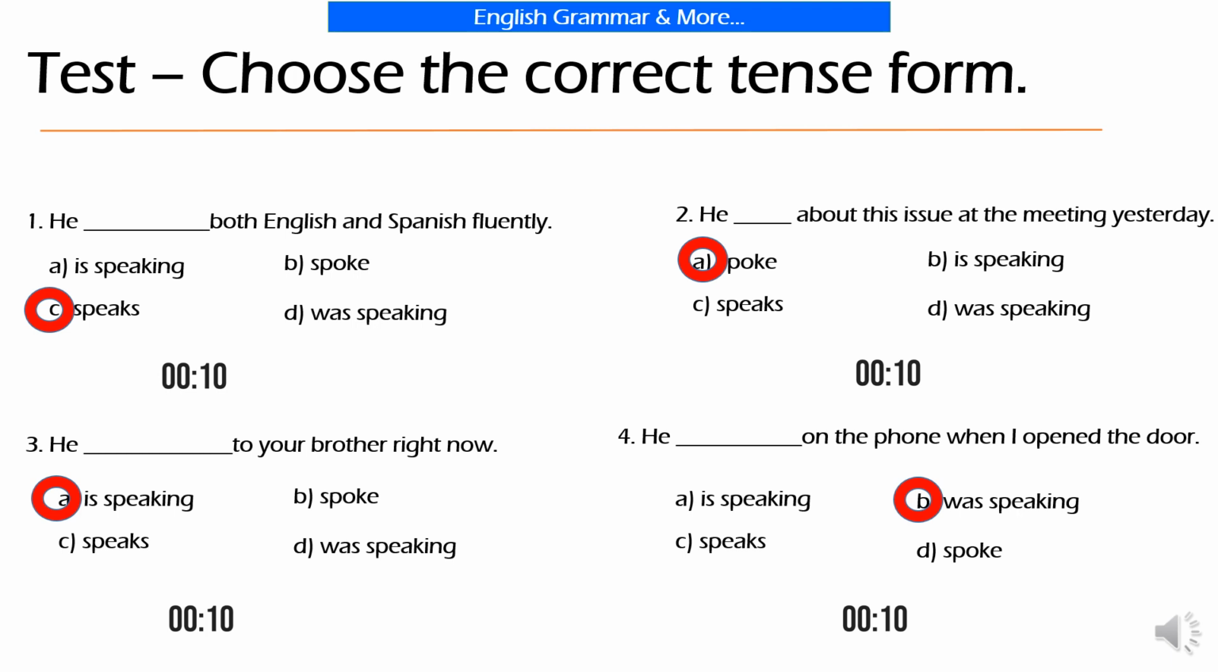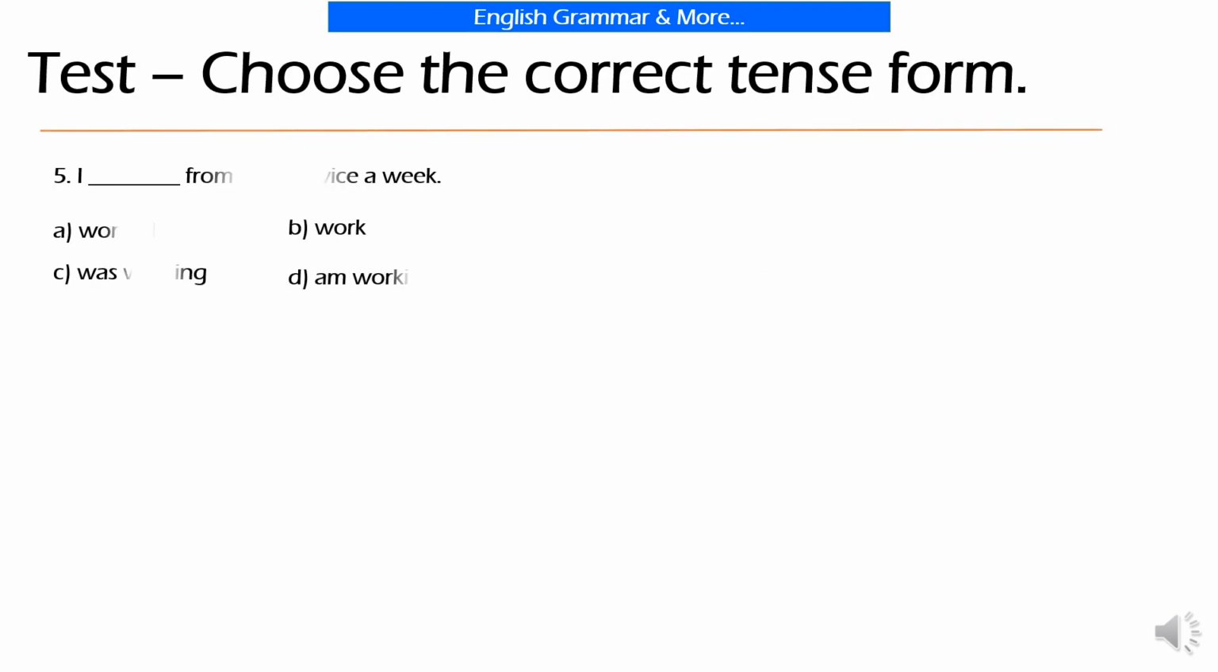The correct answer is B. He was speaking on the phone when I opened the door. The reason here we chose the past continuous tense form because we already see here in this sentence there is another action that happened at that time in the past. Question 5.